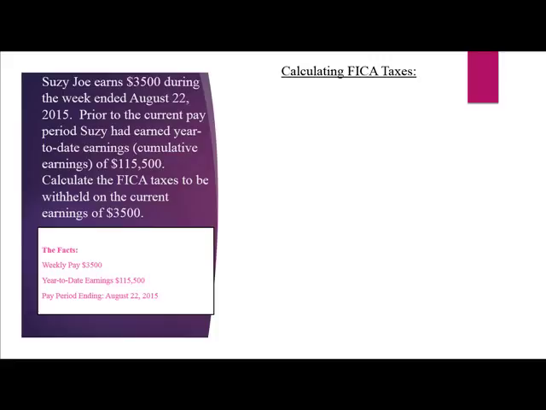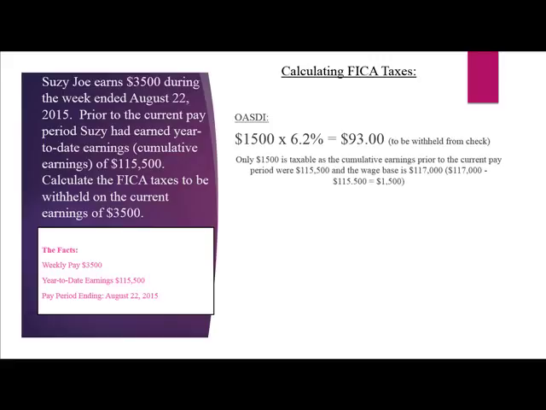Let's calculate for OASDI taxes. $1,500 times 6.2% equals $93 to be withheld from the employee paycheck. Why only $1,500 of the $3,500 of current earnings? Only $1,500 is taxable, as the cumulative earnings prior to the current pay period were $115,500, and the wage base is $117,000. $117,000 minus $115,500 equals $1,500 taxable wages.